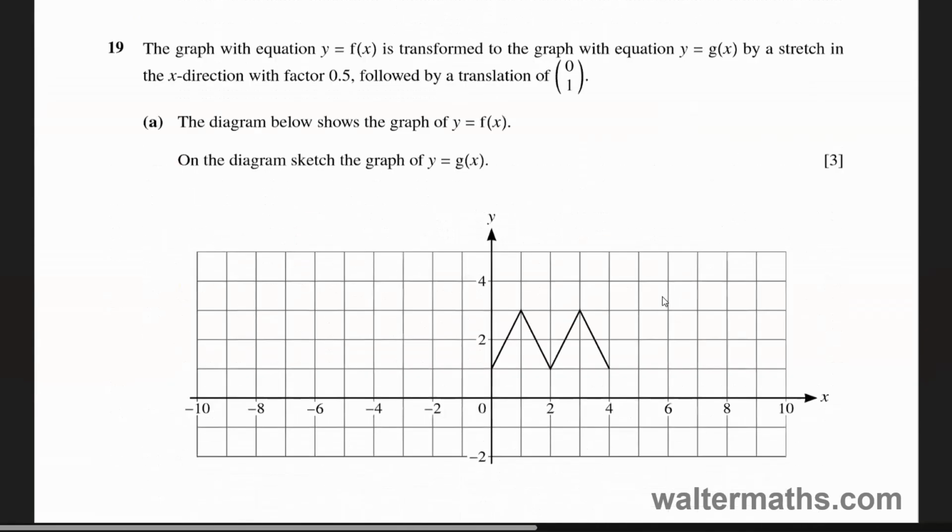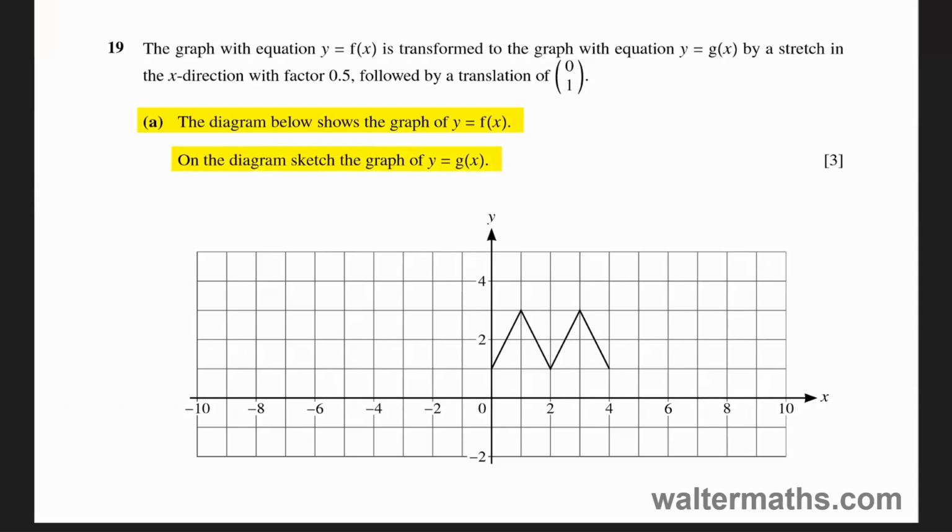We're going to have one more question, and it says the graph with the equation y is equal to f of x is transformed to the graph y is equal to g of x by a stretch in the x direction with factor 0.5, followed by a translation of vector (0, 1). So these are the two transformations going on, all right? Okay, so the question now says the diagram shows the graph of y is equal to f of x, and on the diagram sketch the graph of g of x.